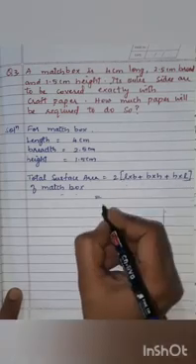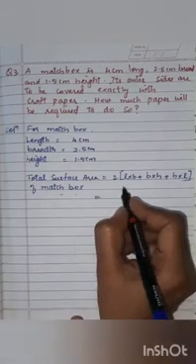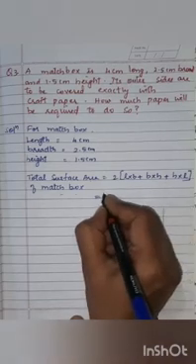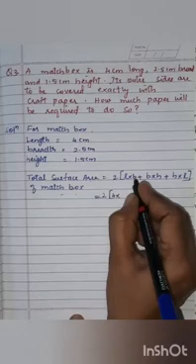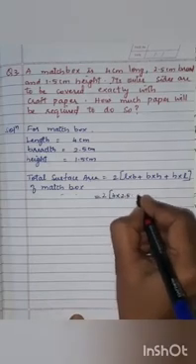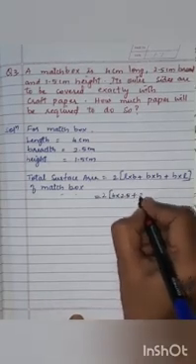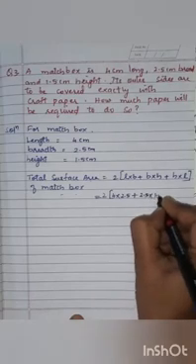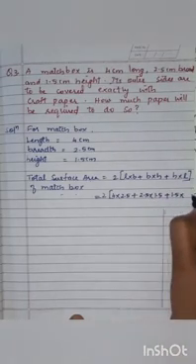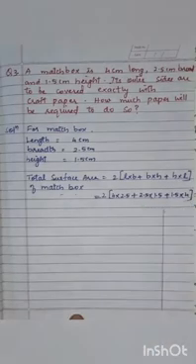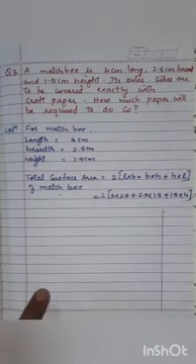Then after writing this, what we have to do children? We have to substitute the value for all these things. Okay, so it will be what? 2 multiplied by, what is length children? Length is 4 multiplied by breadth is 2.5 plus again breadth is 2.5 multiplied by 1.5 plus again height is 1.5 multiplied by 4.